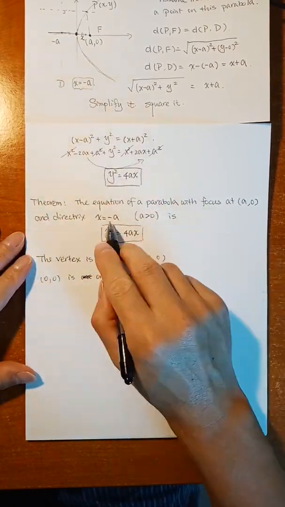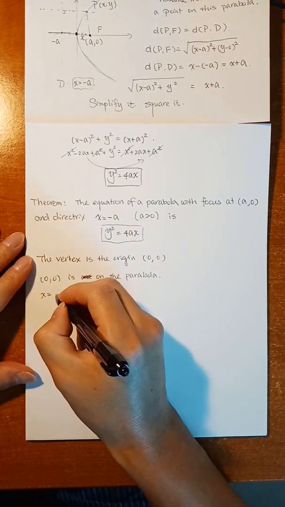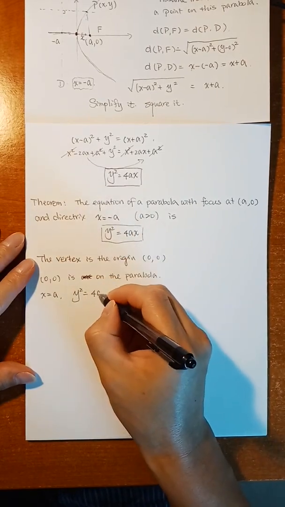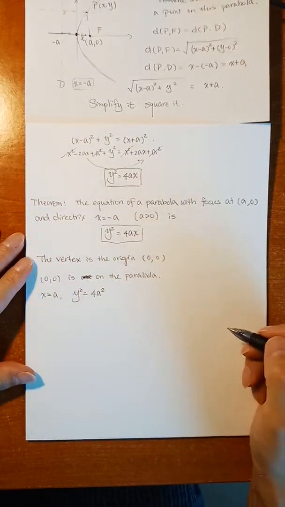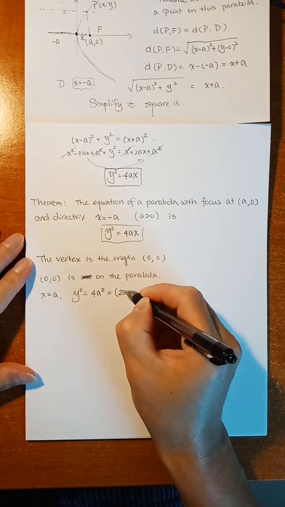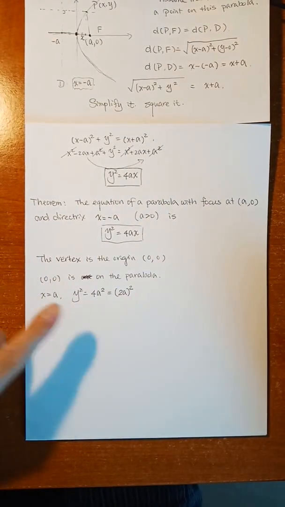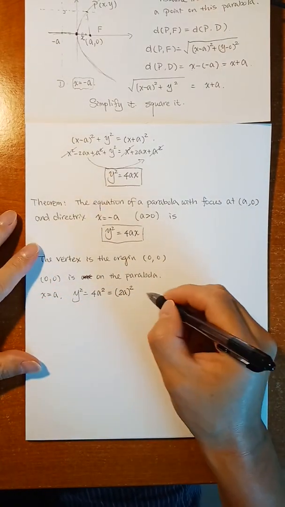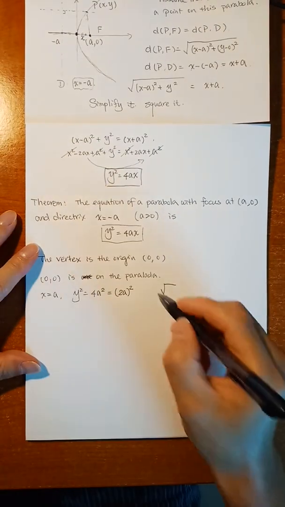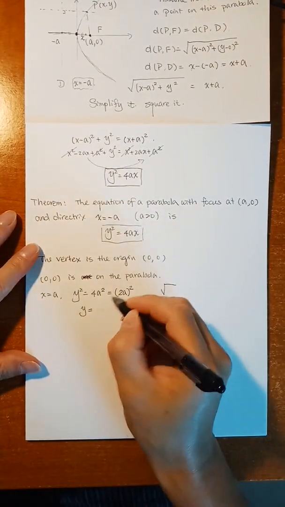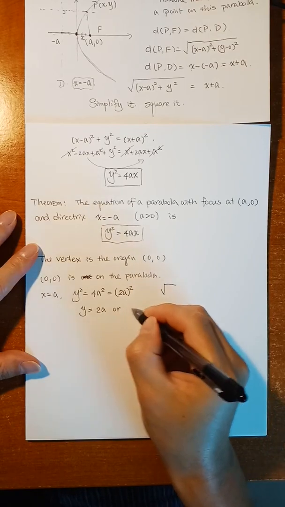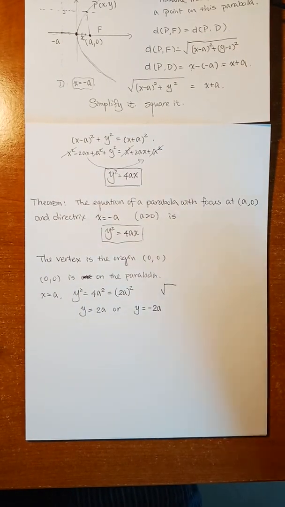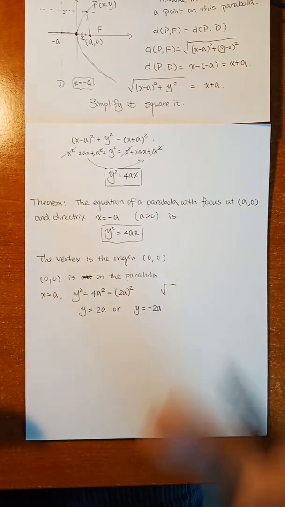When x is equal to a, remember a is positive, then what do we have? We have y squared is equal to 4a times a, 4a squared. 4a squared is 2a, a quantity, squared. Remember, y squared is equal to 2a, the product, squared. Then we take the square root. Remember, whenever you take a square root, you will have two roots, one positive and the other negative, if you do not have any condition.